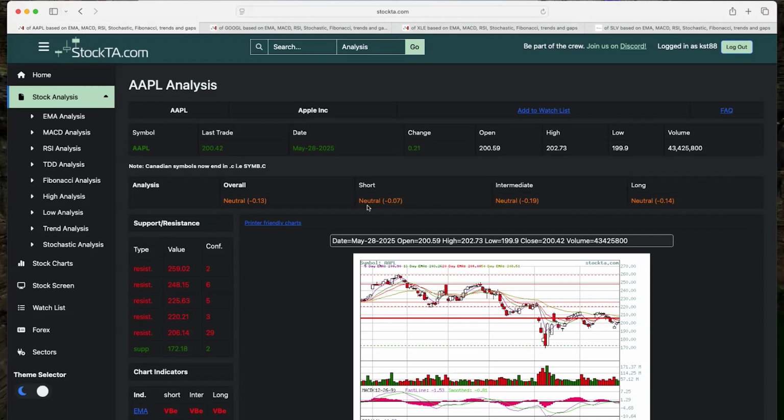Our time frames are: short is 30 days or less, intermediate is 30 to 60 days, and then long is 120 days. So it really caters to different kinds of traders. If you're a short term, long term or swing trader, you can look at the different trend scores for what time period you want to get a better understanding of how the stock is performing.